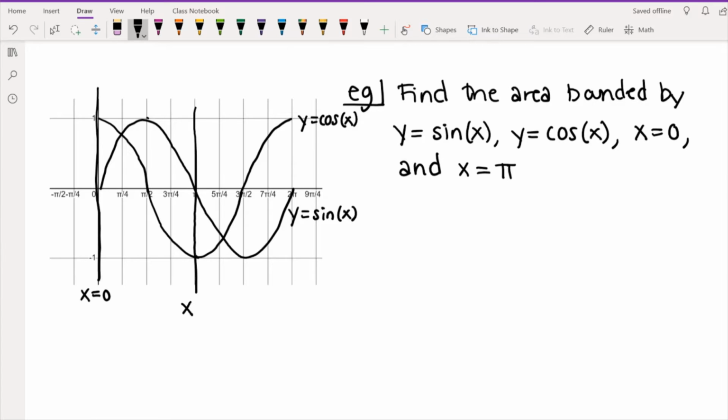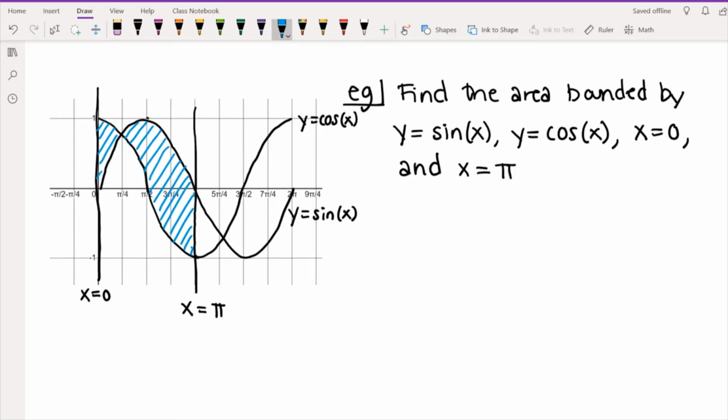So what area are we looking at? Because there's no specification, like if there was an extra bound of x is equal to pi over 4, then that might restrict which portion we're looking at. But we're actually looking at this entire portion. So here as well as here, because that's all the part of the graph that is in between all of the different graphs or equations that are provided.